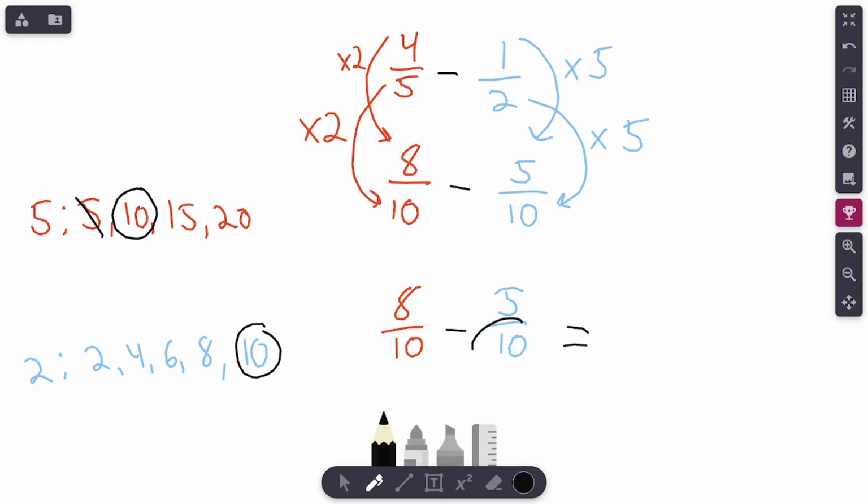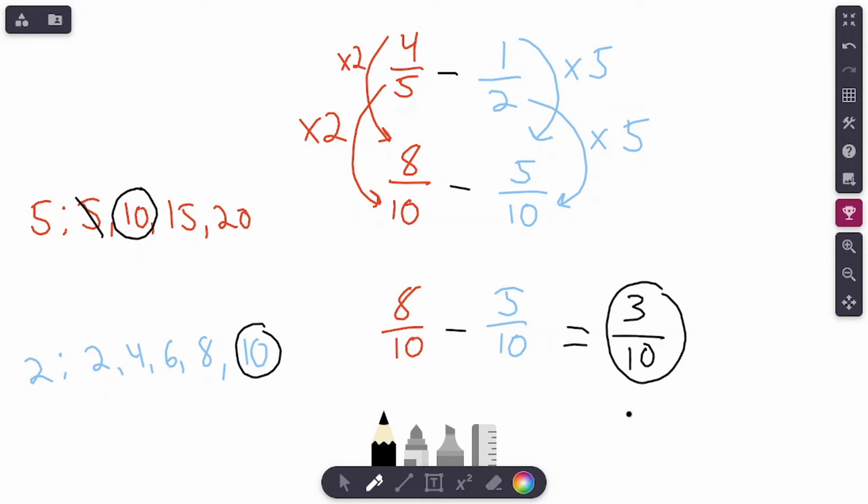And let's see, the denominators are both 10, so we found common denominators, which are 10. We found equivalent fractions. 4/5 was 8/10, and 1/2 was 5/10. Now we can subtract. 8 minus 5 is 3, and 10 minus 10 is 0. We made a mistake there, right? Excuse me. We do not subtract the denominators. They stay the same. So our answer is 3/10. All right, that is our answer.